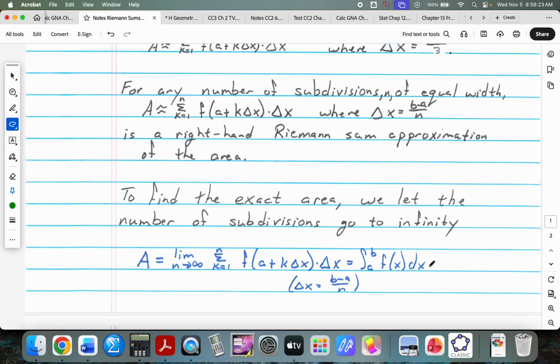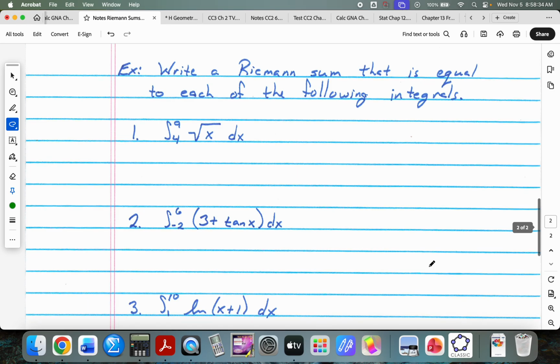So what kind of problems are you going to have with these? They're going to ask you to move back and forth between one and the other. So let's look on the back. Given the integral, writing the Riemann sum is the more difficult one of the two. I mean, it just is. There's more writing and more stuff where you can go wrong. So this is equal to the limit as n goes to infinity. We want an infinite number of subdivisions of the summation as k goes from 1 to n.